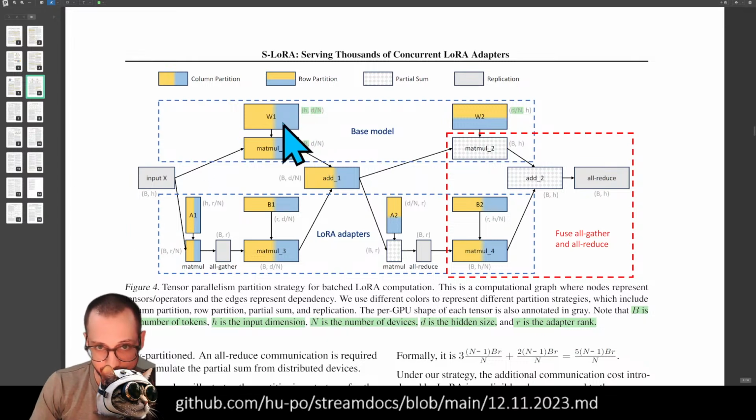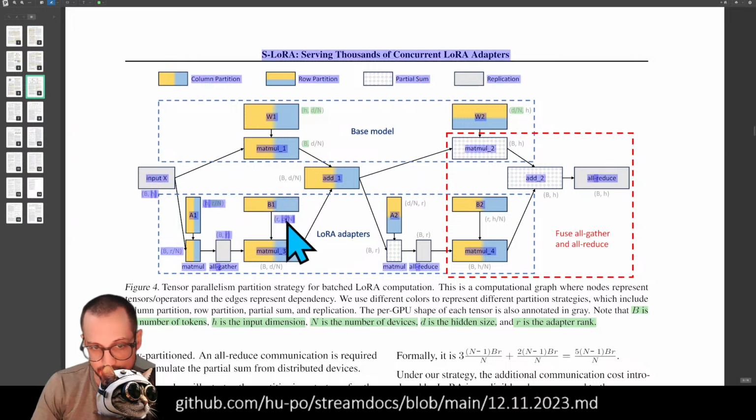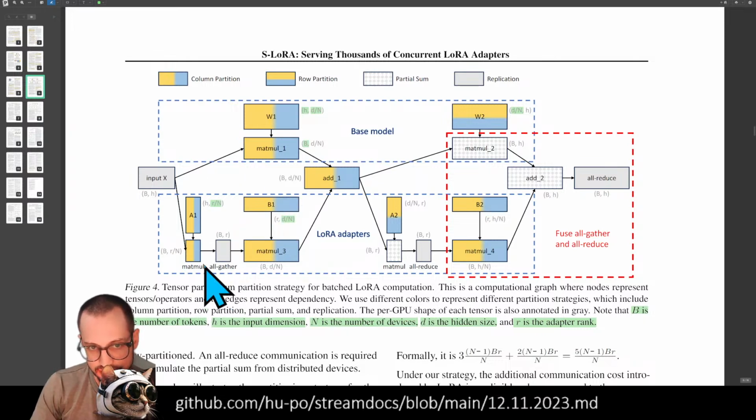All right, but okay, you multiply your W's times your input, and now you need to add the LoRa. So you see how you have your LoRa's split across your GPUs, so R over N, and then D over N. Here you have your splitting. And then you have this all gather, and the all gather is kind of tricky, right? So here you have replication, right? What do they mean by this?